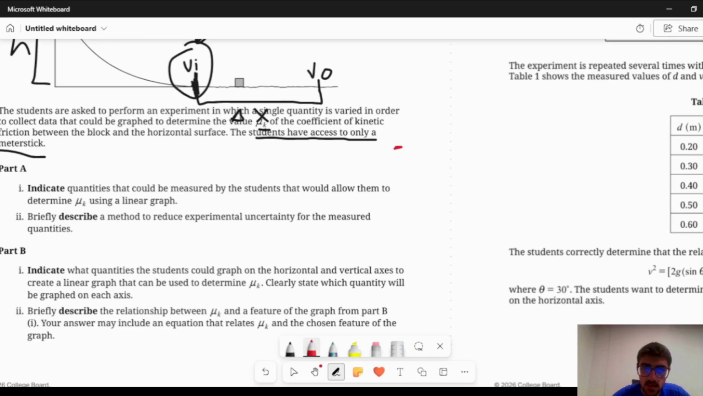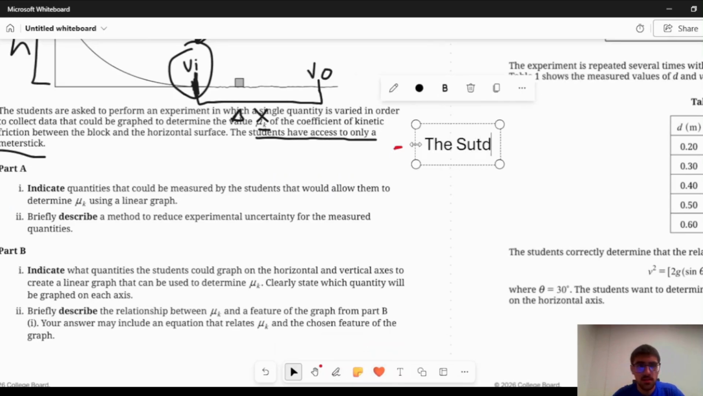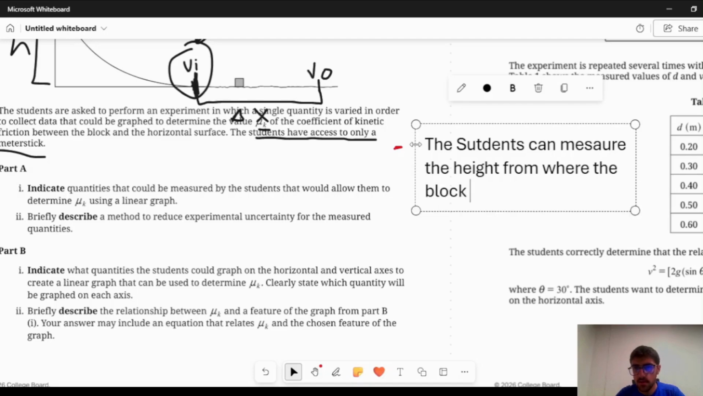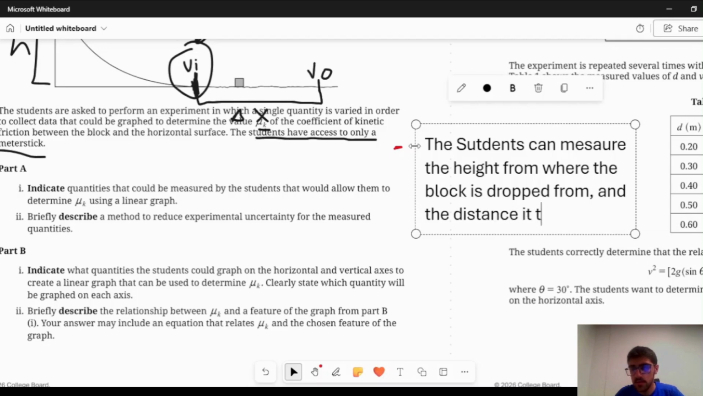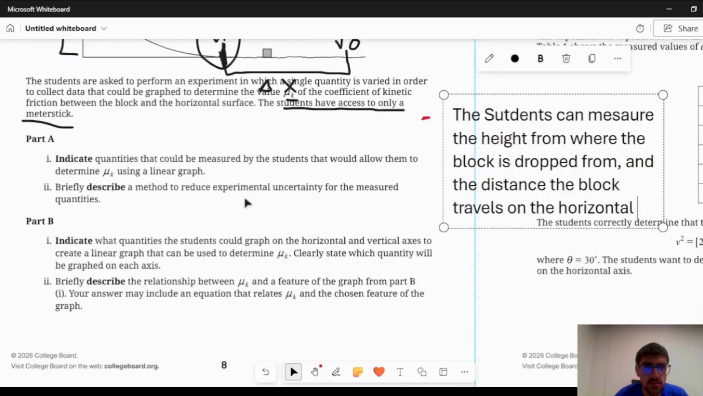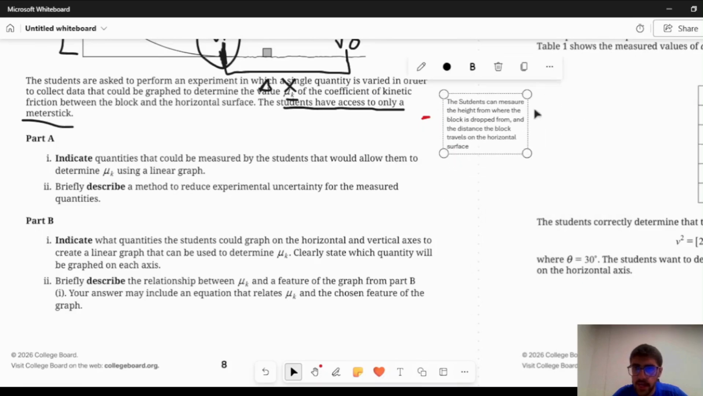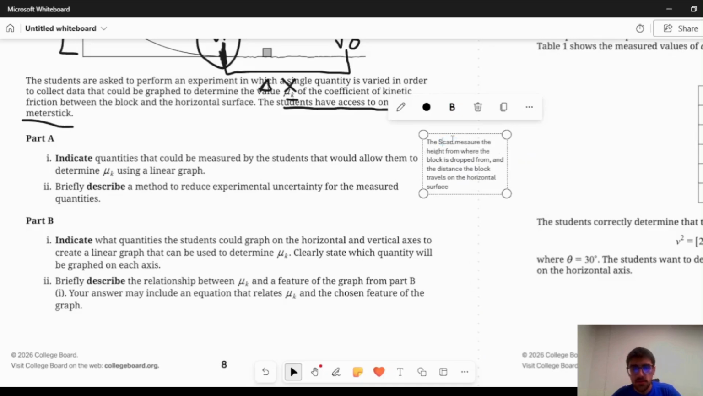The students, let me type it actually. The students can measure the height. Remember, they don't have h. They didn't give us h. They didn't give us change x. So I can't just say they can measure h. I have to say the height from where the block is dropped from, and the distance it travels on the horizontal path. I just want to make sure that it's a horizontal surface. That is the answer for part A I.